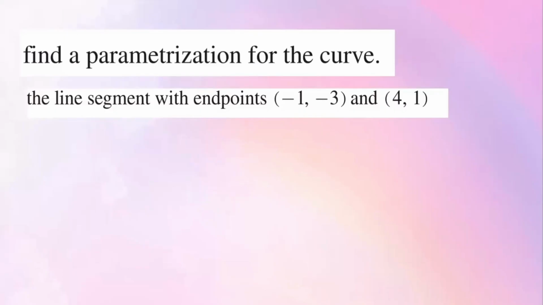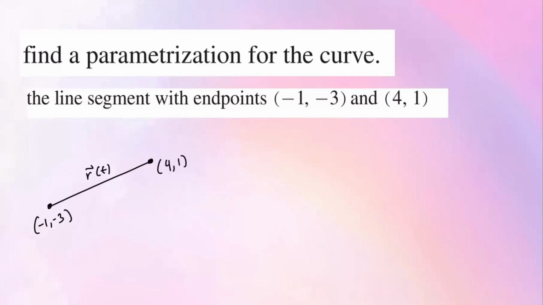Here's another example for us. We're going to find a parametrization of the line segment connecting these endpoints. So let's suppose our first point is right here and the second point is right here. So let's suppose this is (-1, -3), and this is the point (4, 1). So we want a path that will go from the first point to the second point, and you want to parameterize that.